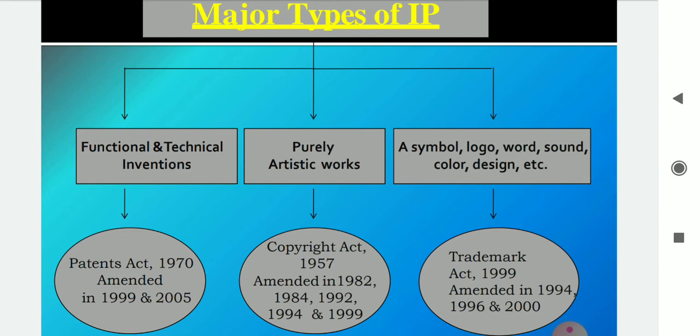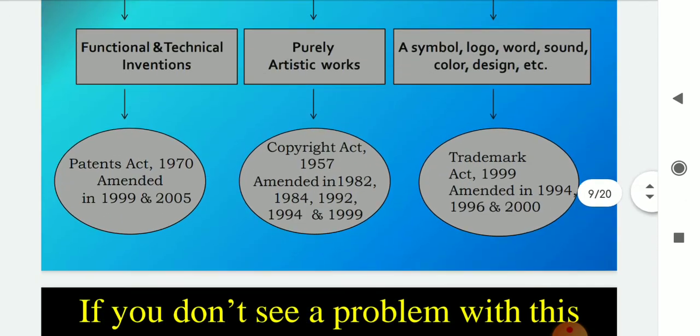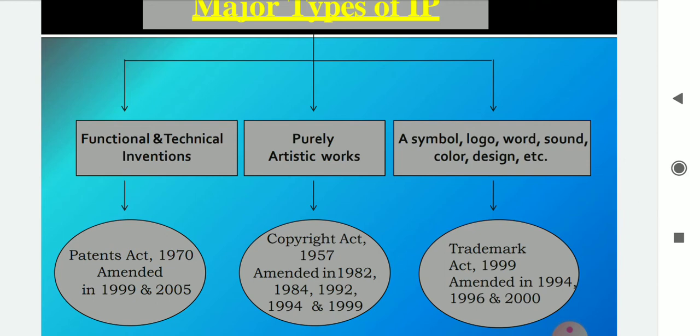The first, functional and technical innovations. It includes the Patents Act 1970. Then purely artistic works, it includes the Copyright Act. And then a symbol, logo, word, sound, color and designs, etc. It includes the Trademark Act 1999. There are three types of IPs or intellectual properties.